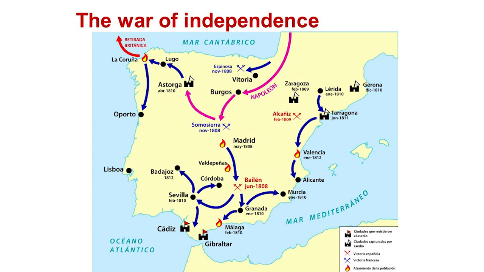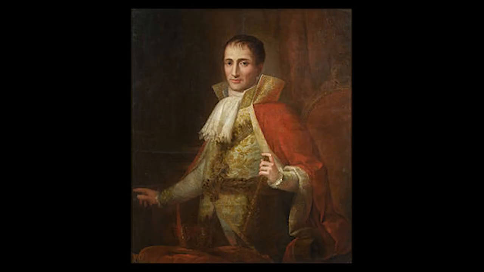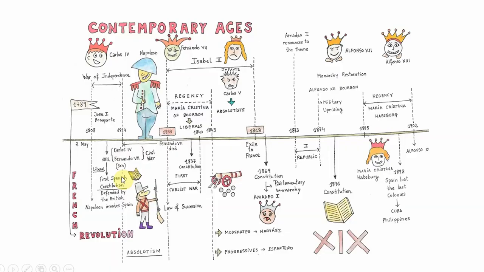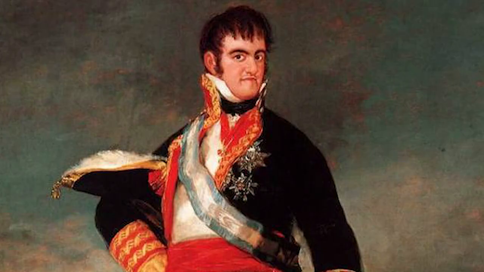In the meanwhile, we have a French king, José I Bonaparte. He was the brother of Napoleon Bonaparte. Then later, inside Spain, there's a kind of internal civil war between Carlos IV and his son Fernando VII. Fernando VII starts in 1814, but instead of going towards democracy, we go back to an absolutism.